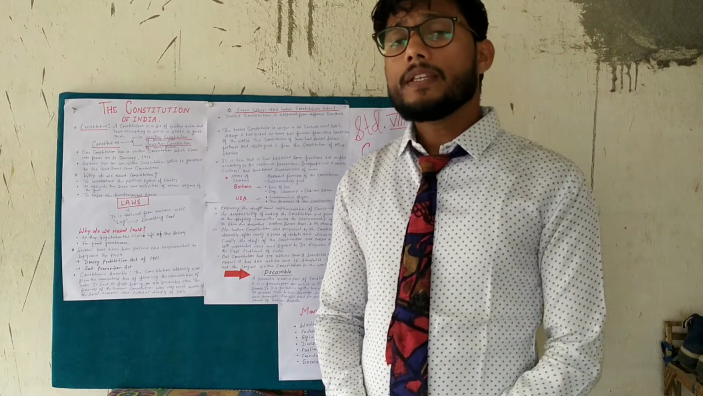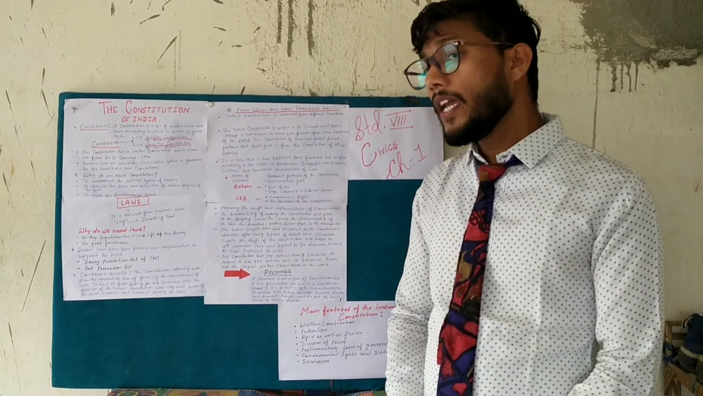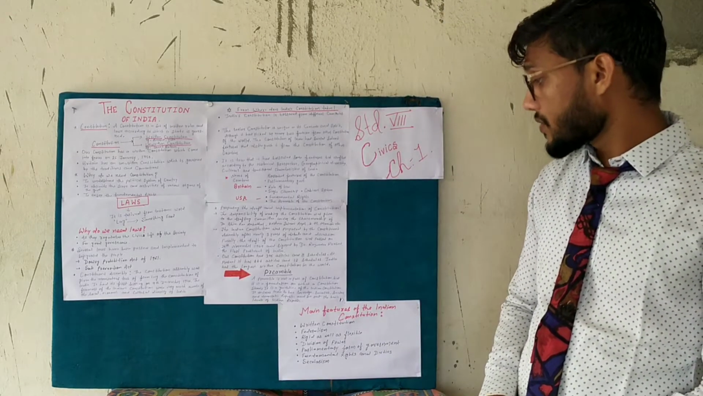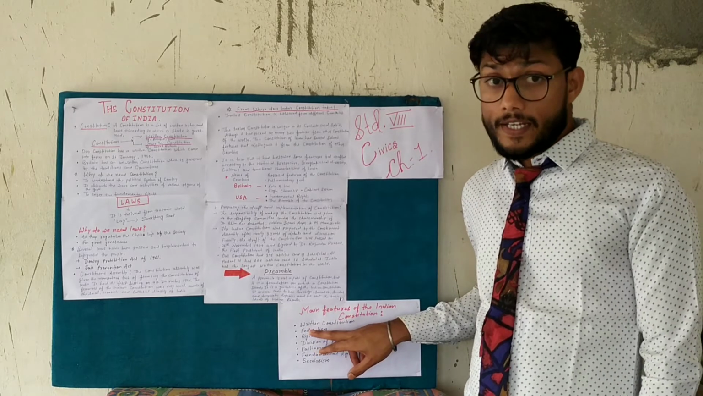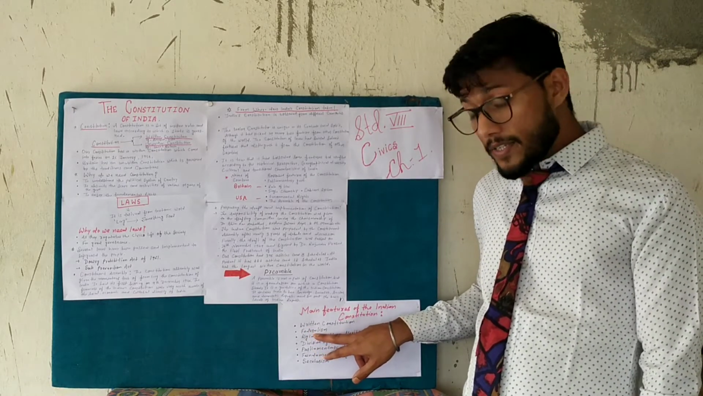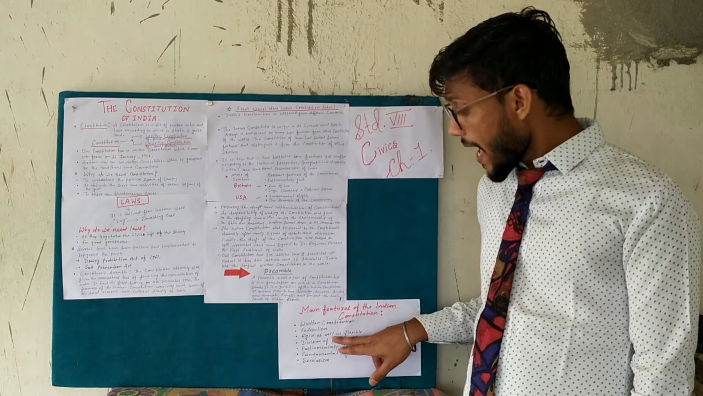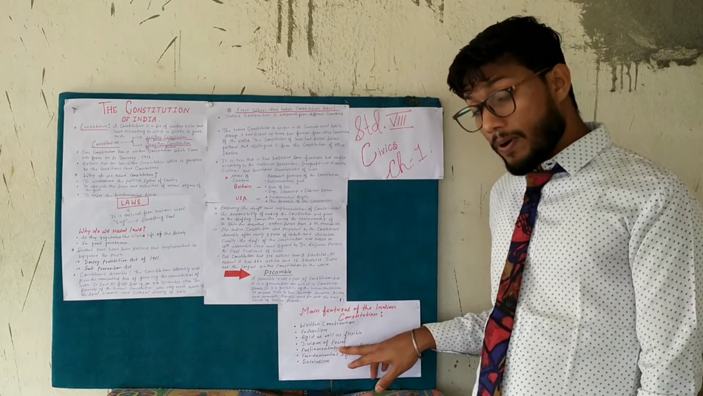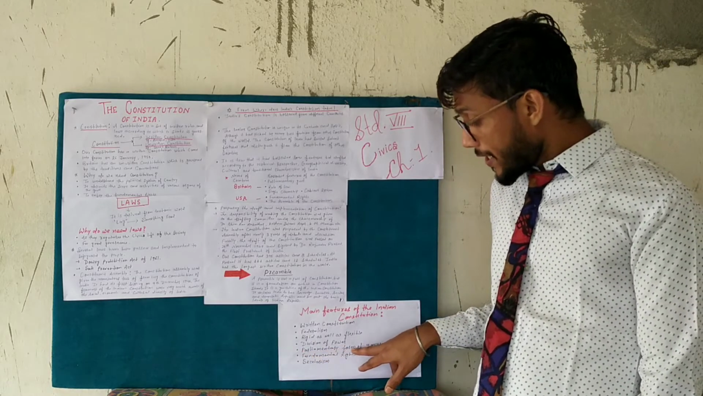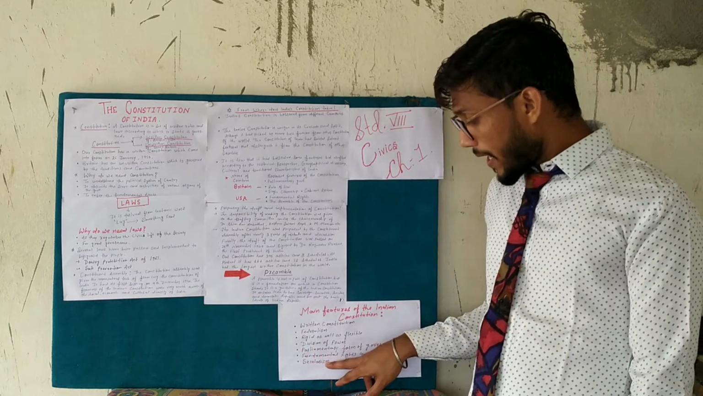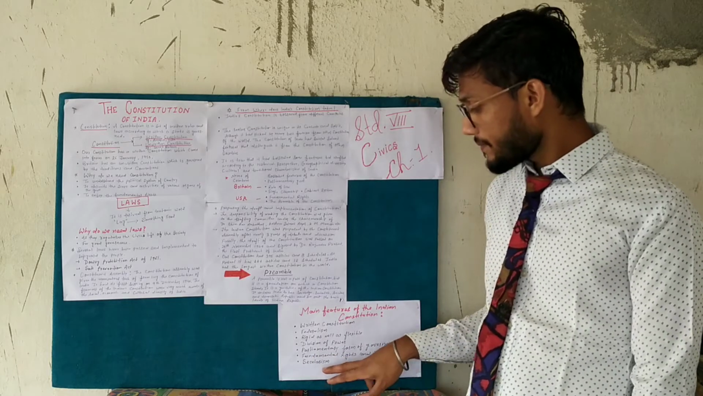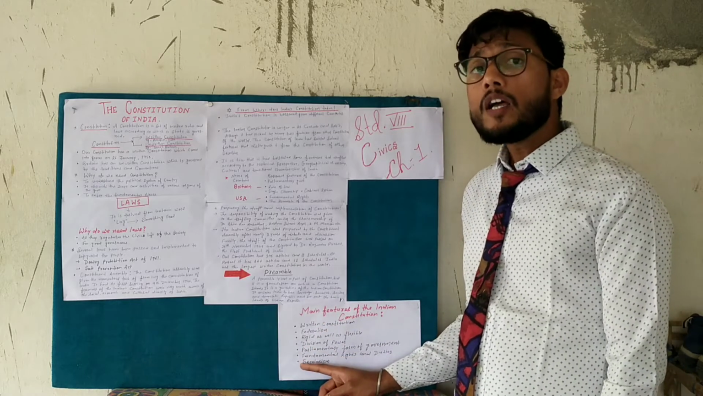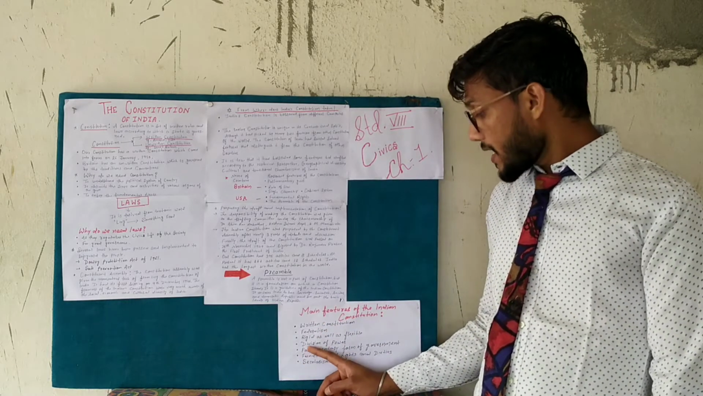Now, the last topic is the main features of India's constitution. There are many features. Main features: it has a written constitution, federalism, third is rigid as well as flexible, division of power, parliamentary form of government, fundamental rights and duties, and the last one is secularism. These are all the main features of India's constitution.